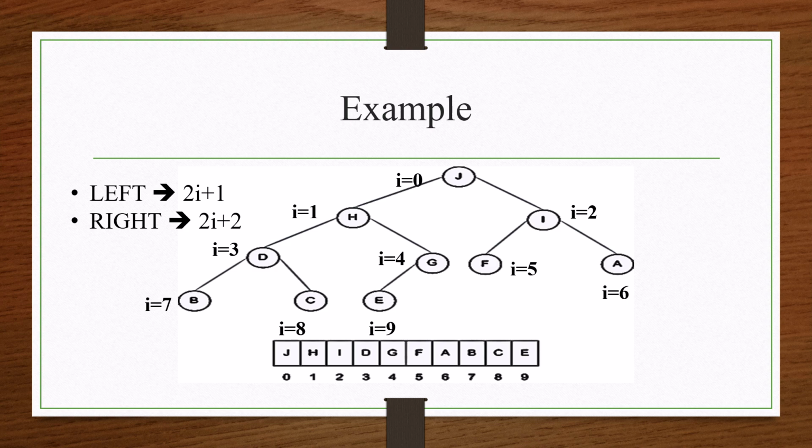Even the leaf nodes like B, C, E get their position in this way. It is a super easy and clean way to store a tree, especially if it's full or almost full. This trick is also used a lot in heaps and other tree-based structures. That's how we can represent a binary tree using an array, simple, clean, and no pointers needed.